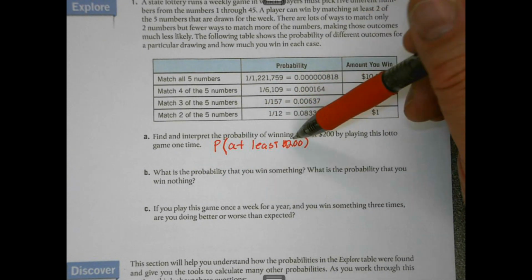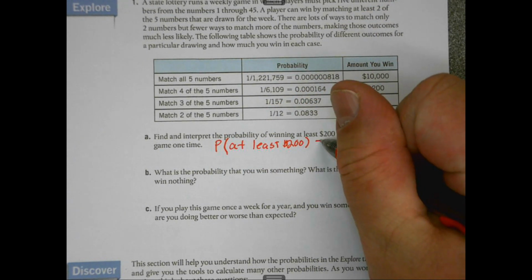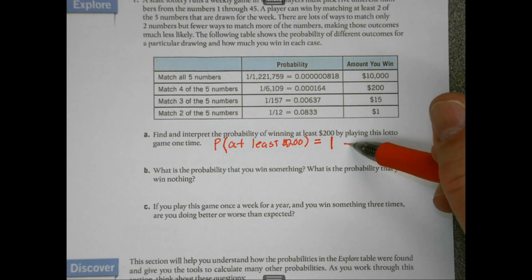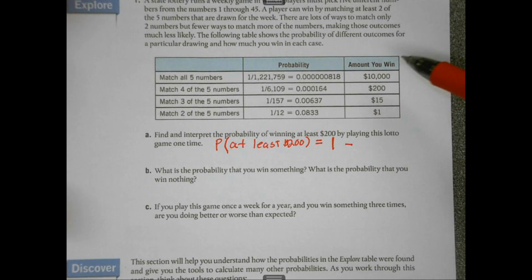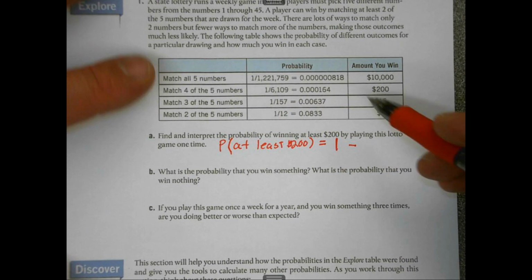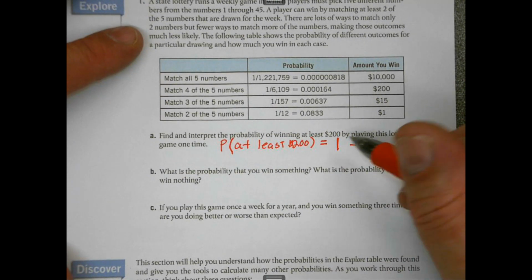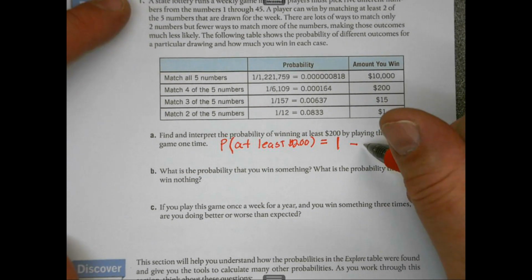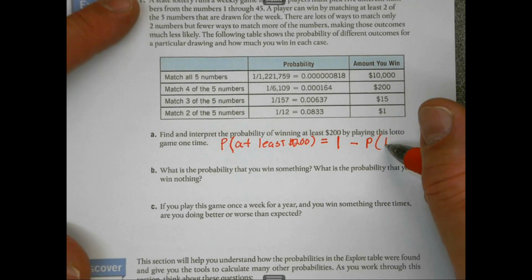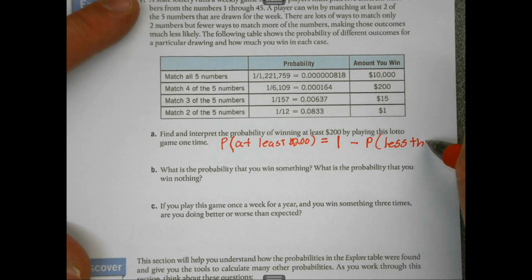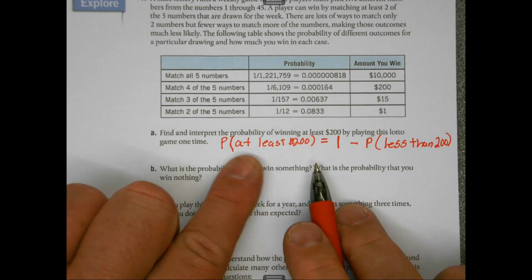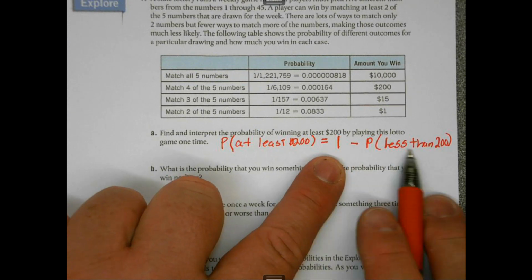Now that's going to equal 100%, or 1 minus the probability of less than, because I know all the probabilities less than $200, which is 3 numbers and 2 numbers. So I'm going to take 1, or 100%, minus the probability of less than $200, because these are equal. Sometimes it's a lot easier to figure out what this one is than this one. And in this case, it is.